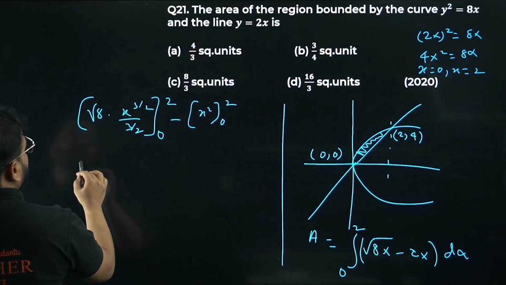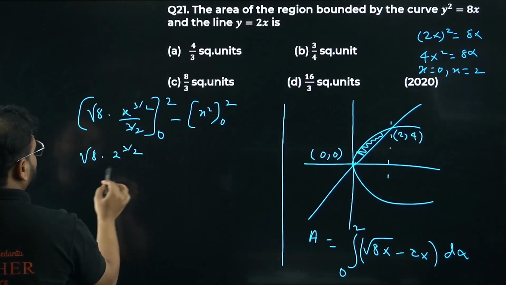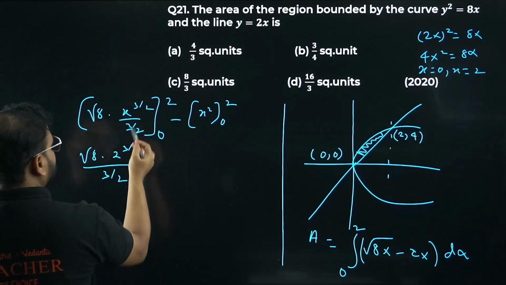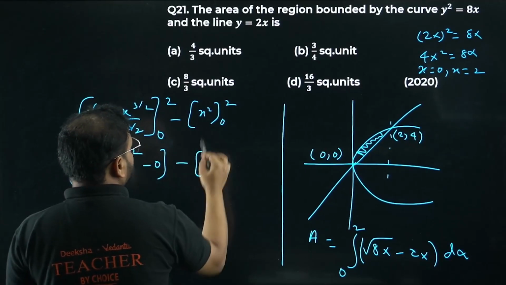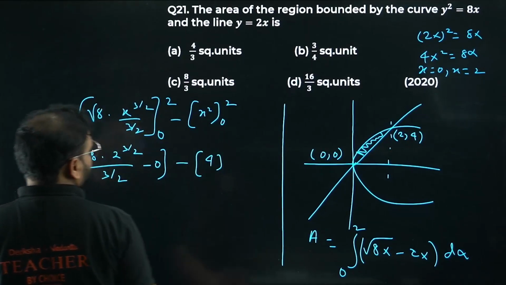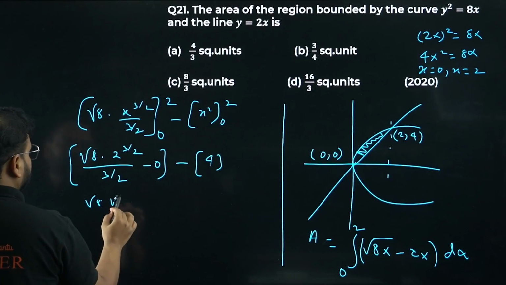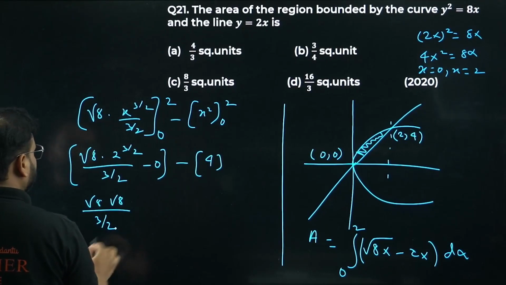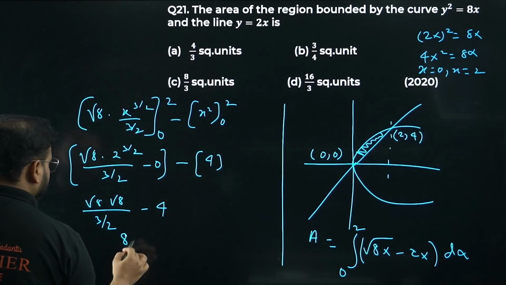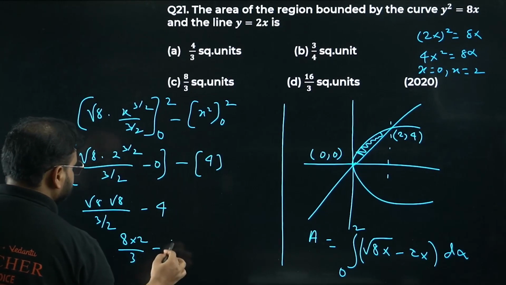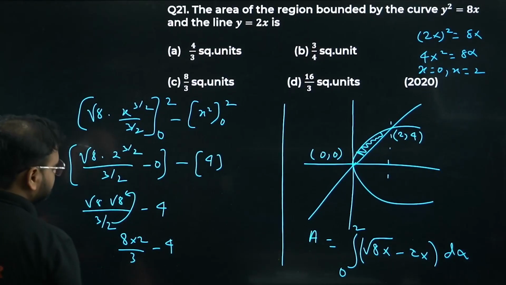Put the values now. I get root 8 is there, 2 power 3 by 2 upon 3 by 2. For 0 will be 0 only, right? Minus 0. And for this again you will have 2 square, so 4. Again for 0 will be 0 only, right? So you get, this is root 8, right? So you have root 8 into root 8 upon 3 by 2 minus 4. This will become 8 into 2 by 3 minus 4. Correct? This 2 will go up. Root 8 into root 8 is nothing but 8. So I have 16 by 3 minus 4.